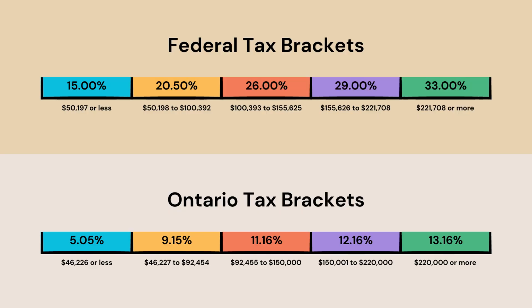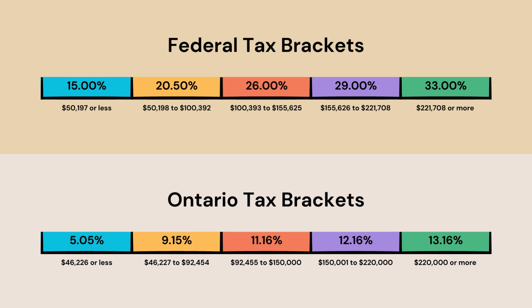I don't think so. So how a progressive tax system works is you get taxed different rates on different levels of income. This is what's known as tax brackets. Let me show you an example. Let's say you live in Ontario and you earn $60,000 per year. Federally, you would pay a 15% tax on your first $50,197. And then on the remaining $9,803 of income that falls into the next tax bracket, you would pay a higher tax rate of 20.5%.